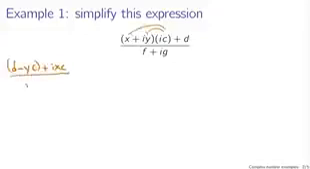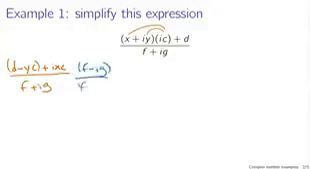That's then going to be divided by f plus ig. Now, in order to simplify this, you have a complex number in the denominator. You know you need to multiply by the complex conjugate and divide by the complex conjugate. So f minus ig divided by f minus ig.